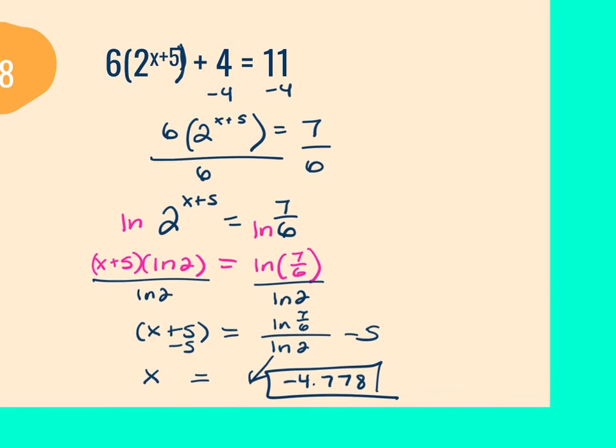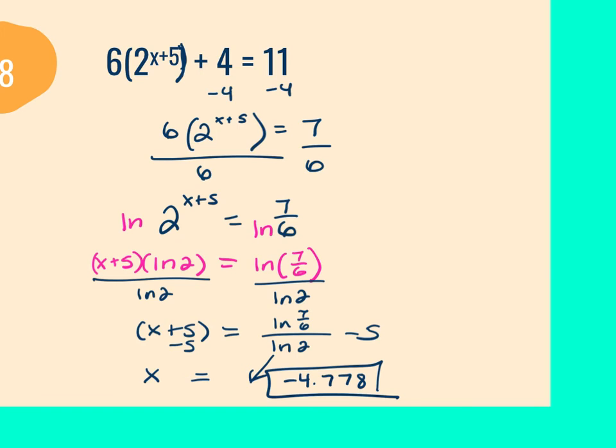All right, so I subtracted 4 from both sides. 6 times 2 to the x plus 5 would equal 7. I divided both sides by 6. So I get 2 to the x plus 5 equals 7/6. They're not the same base, so I ln both sides of the equation. I get ln of 2 to the x plus 5 equals ln of 7/6. Bump the x plus 5 to the front, so it's x plus 5 times ln of 2 equals ln of 7/6. So that's a perfect example.